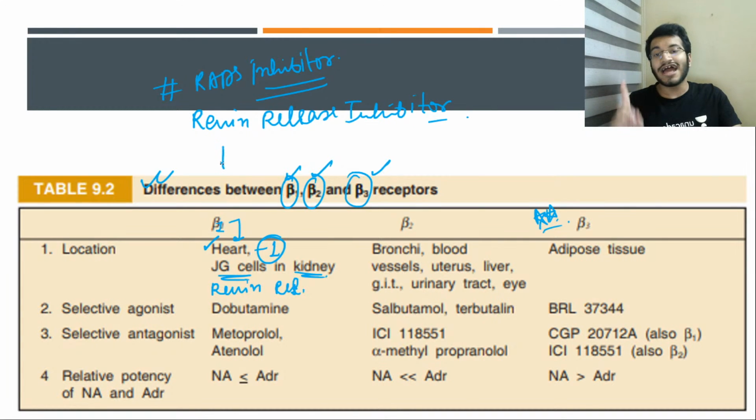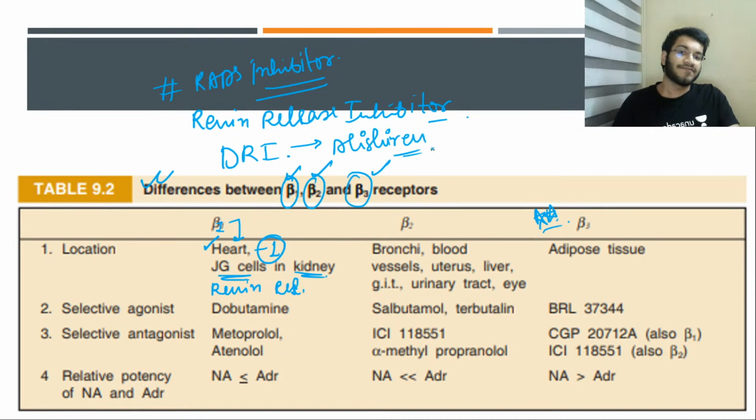They are not direct renin inhibitors. Direct renin inhibitor is Aliskiren, right? So both are different things. Renin release inhibitor is a different thing. Direct renin inhibitor is also a different thing.